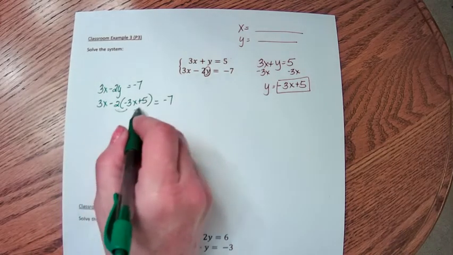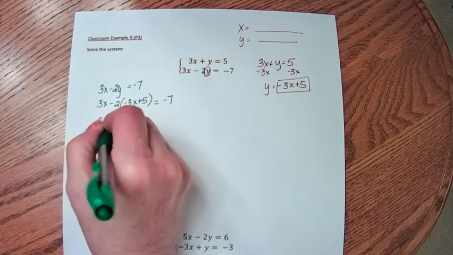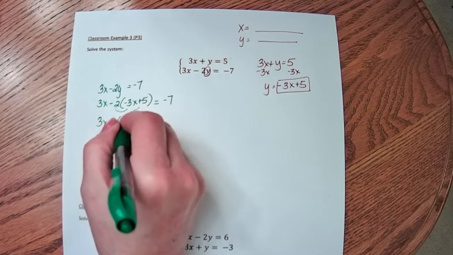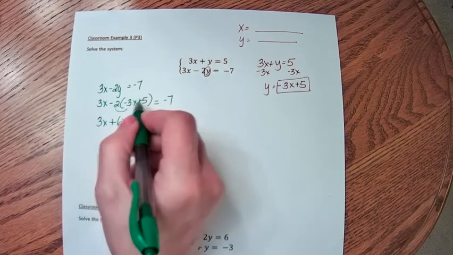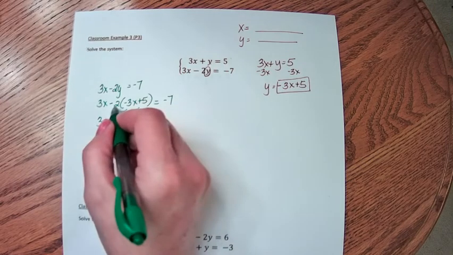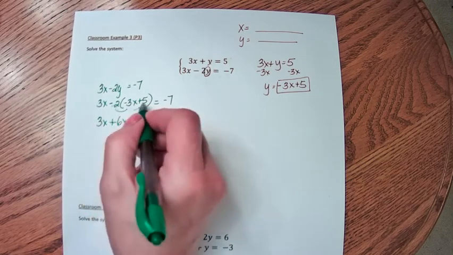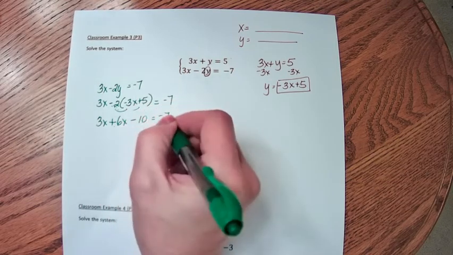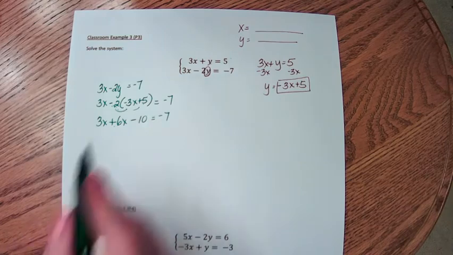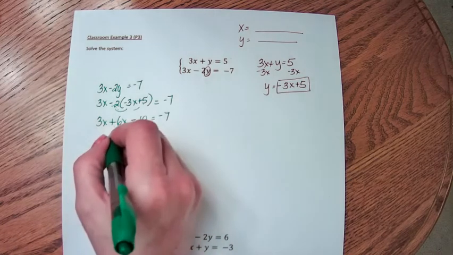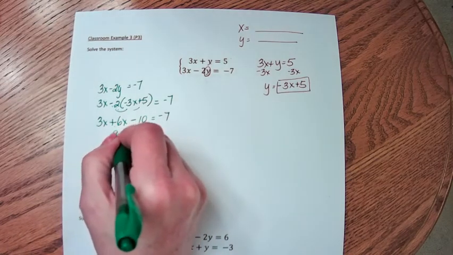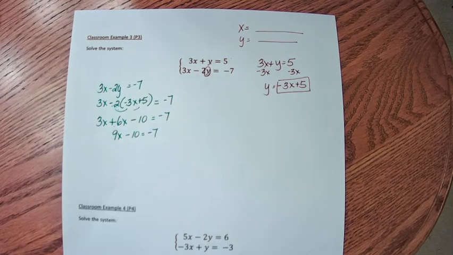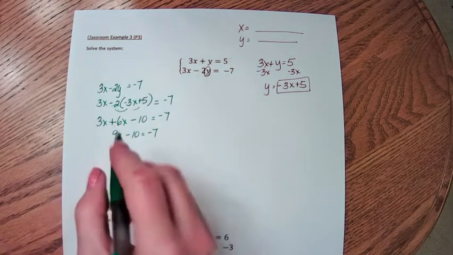Now I'm going to distribute the negative 2, so I get 3x. Negative times a negative is positive 6x. Negative times the negative is a positive. Negative times a positive is negative 10 equals negative 7. Let's combine our like terms. 3x and 6x becomes 9x minus 10 equals negative 7.